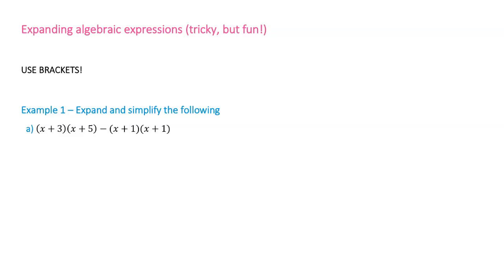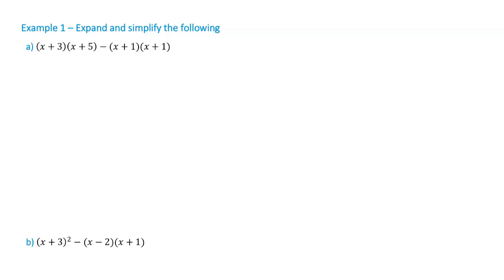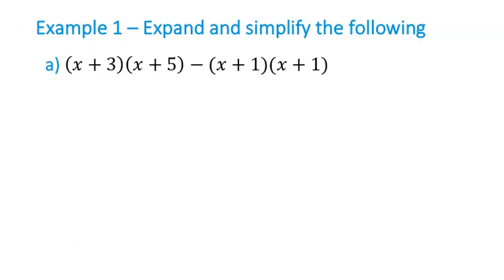Let's do some tricky bracket expansions here. So we've got a set of brackets. We've got (x + 3) times (x + 5), minus (x + 1) times (x + 1) all in brackets. This is a little bit trickier. We've got two FOIL problems in one. The first FOIL problem is here and the second FOIL problem is here.